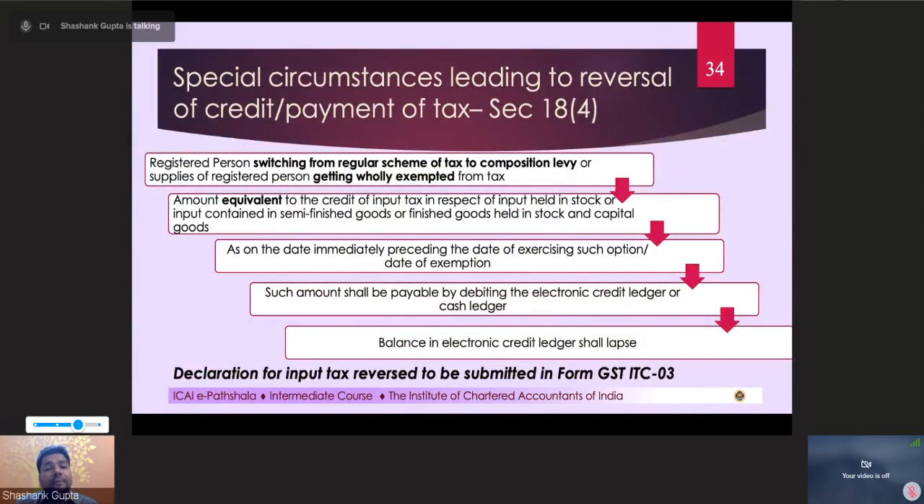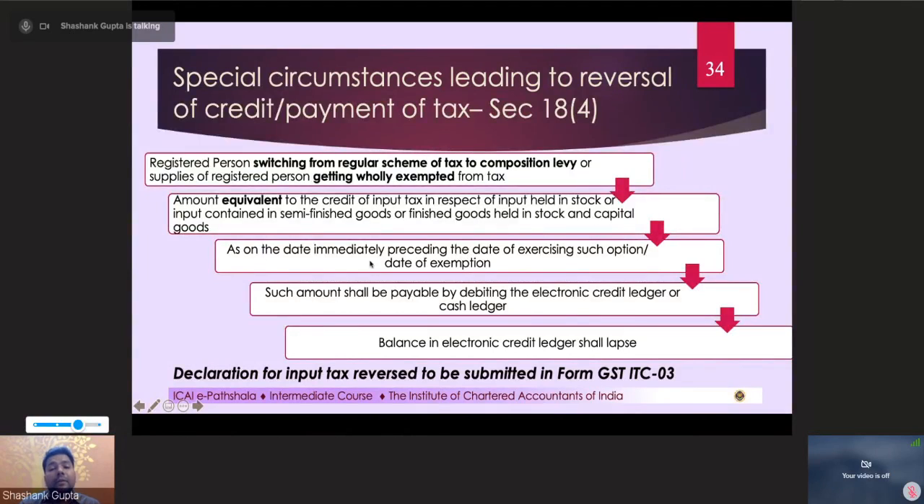Reversal of credit. Where a person is switching from the regular scheme to the composition scheme, or earlier he was dealing with taxable supply and now his entire supplies are becoming exempt, in such a case he needs to pay the entire amount of input tax credit, that is, equivalent to input tax credit on inputs as well as capital goods.